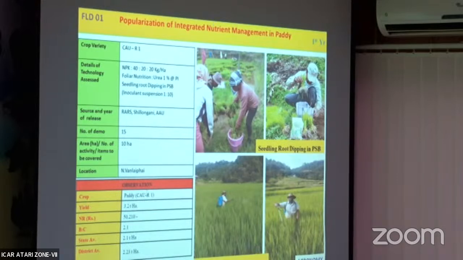We observed that the yield was 3.2 tons per hectare. Sir, here our state average is 2.1 tons per hectare, and our district has good potential for this cultivation of paddy. The district average is a bit higher than the state average, which is 2.23 tons per hectare. But under this technology, it was 3.2 tons per hectare, and this is what we have found.